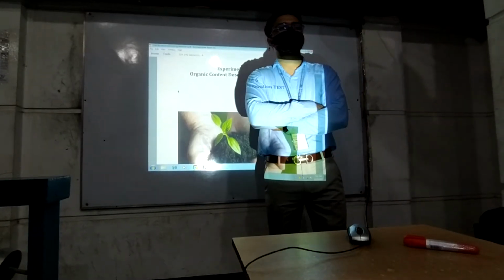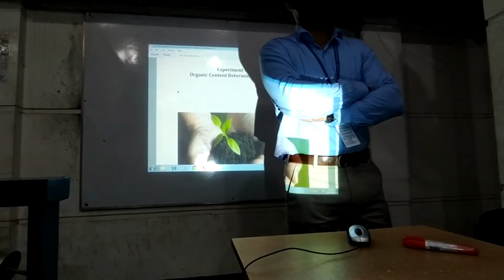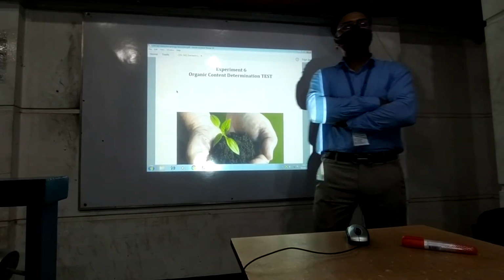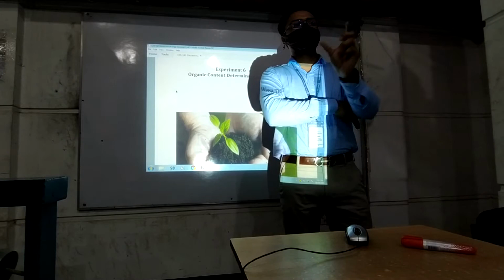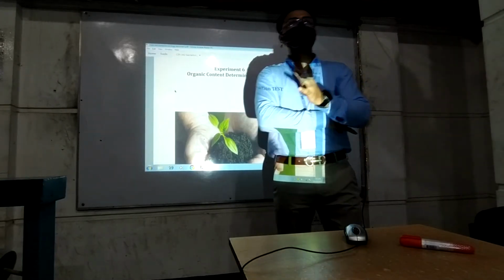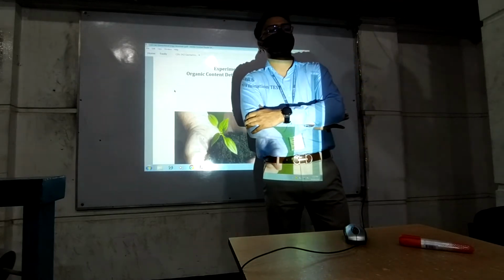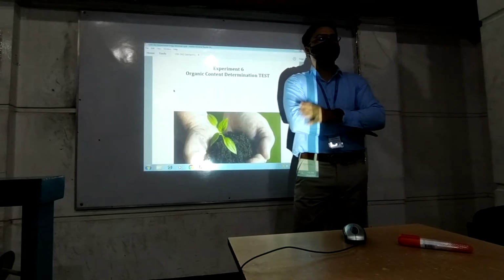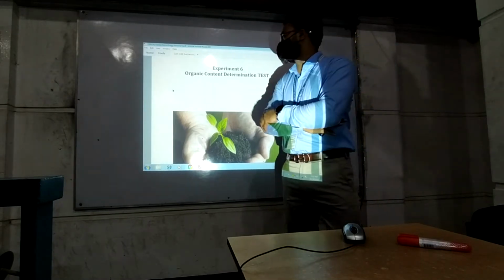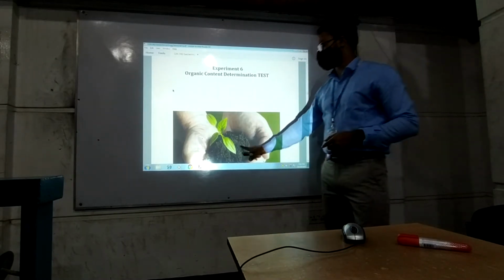So today we are going to start our experiment number 6, and that is about the organic content determination test. We know in the soil specimen there remains some organic content, which we need to determine because of some physical, chemical or biological factors. So we have to determine how much organic content is present in the soil specimen.